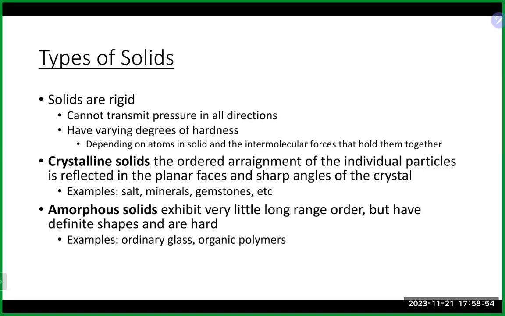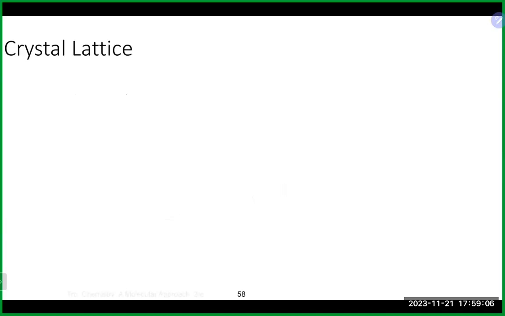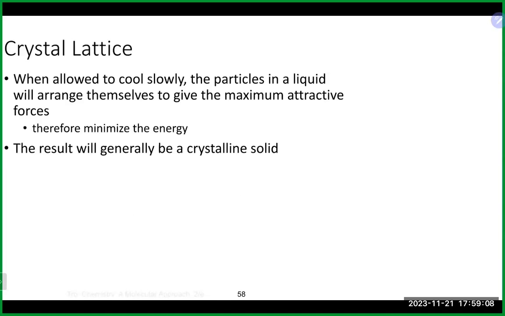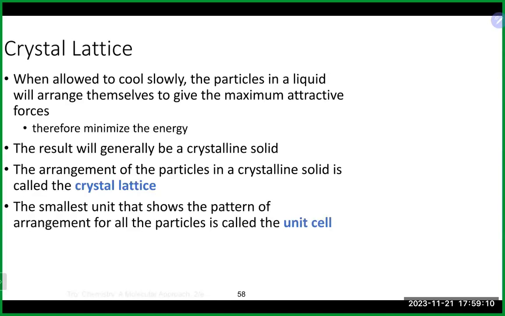Amorphous solids exhibit pretty much none of that. They don't have long range order, but do have definite shape and are hard. So things like glass and polymers are more amorphous than, say, crystalline solids. So we're going to look at crystalline solids here and the crystal lattice and talk about some things.